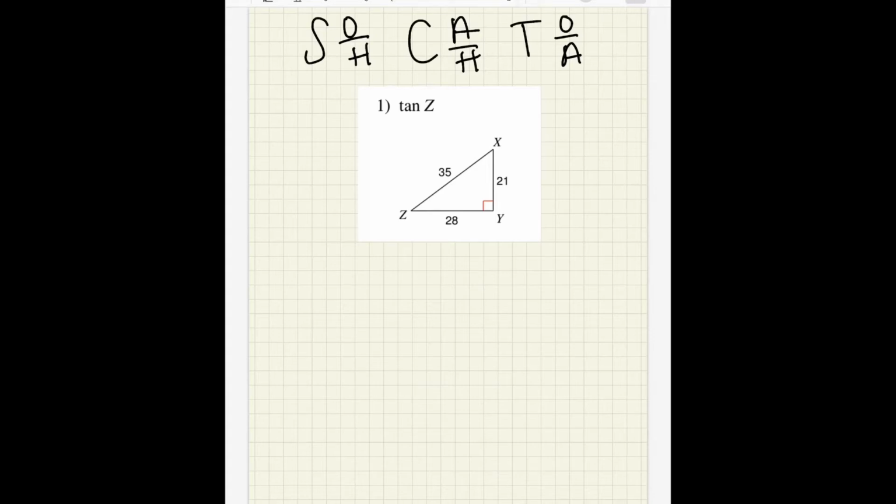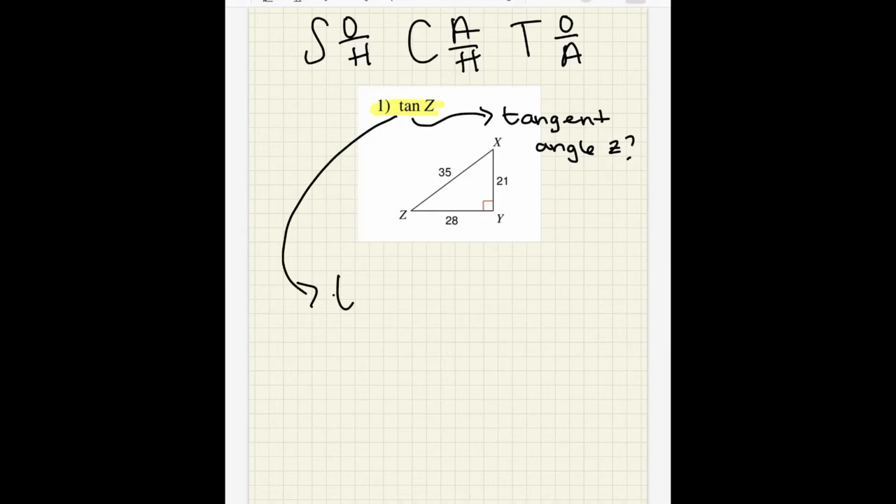Okay, so if you look at number one, it literally just says tan z. And what this basically is saying is, what is the tangent of angle z? Now, it sounds like a weird question, but you actually know how to answer this. And it's basically using these three trig ratios. What I'm going to do down here is rewrite this problem just so it says tan z.